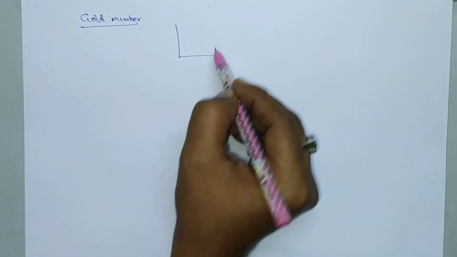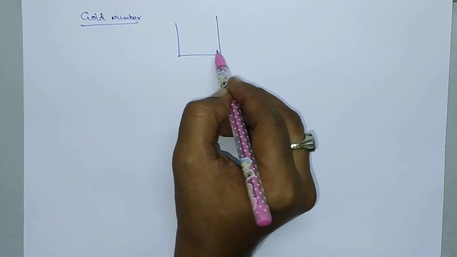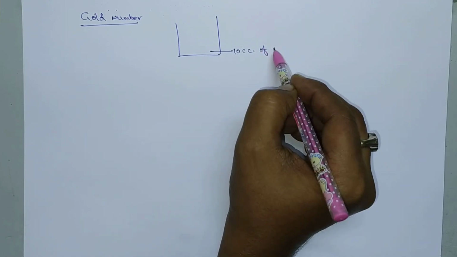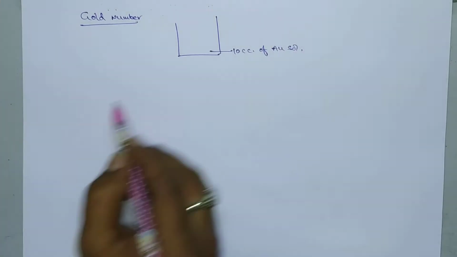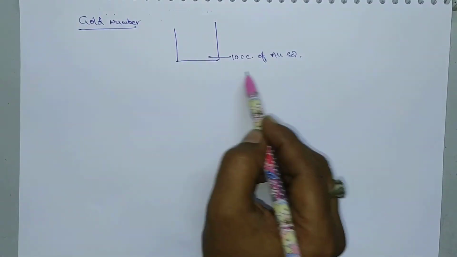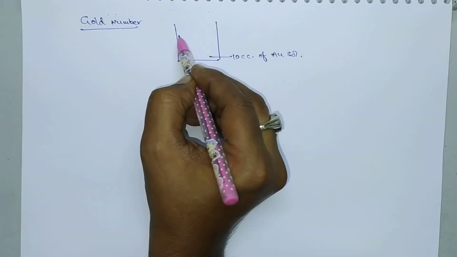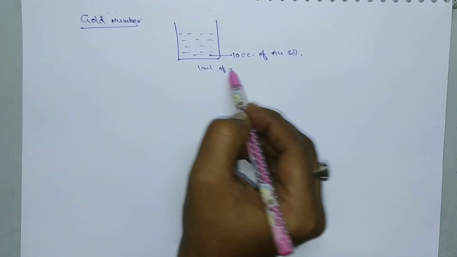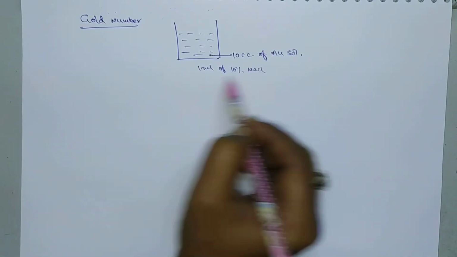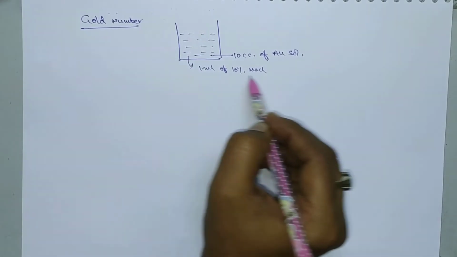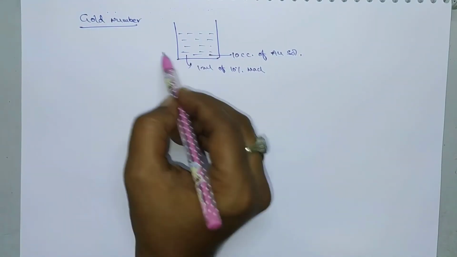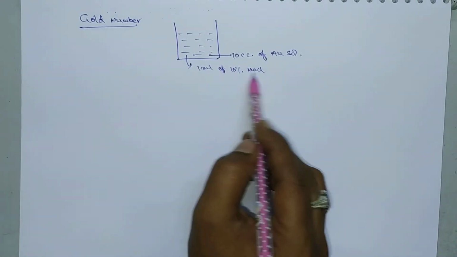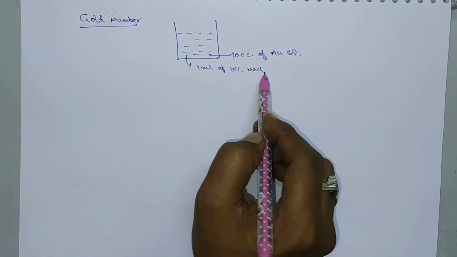Suppose you take a lyophobic colloid, 10 ml of gold solution, a gold sol. In this 10 ml of gold solution there is some electrolyte: 1 ml of 10% sodium chloride electrolyte. So the lyophobic colloidal solution consists of some electrolyte, here 1 ml of 10% sodium chloride.